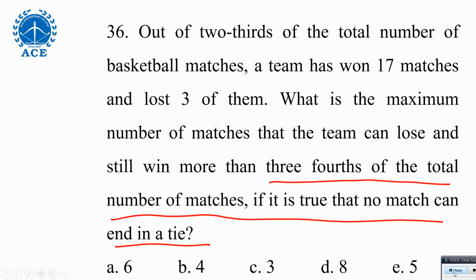Check this out. What is the total number of matches, do you know? The total is 30. How can we say 30, sir? See, two-thirds of the matches: among that, 17 won, 3 lost. They gave the last line that there is no tie. Means 20 matches is two-thirds of the total. So two-thirds of the total is 20. How do we know 20? 17 won, 3 lost.